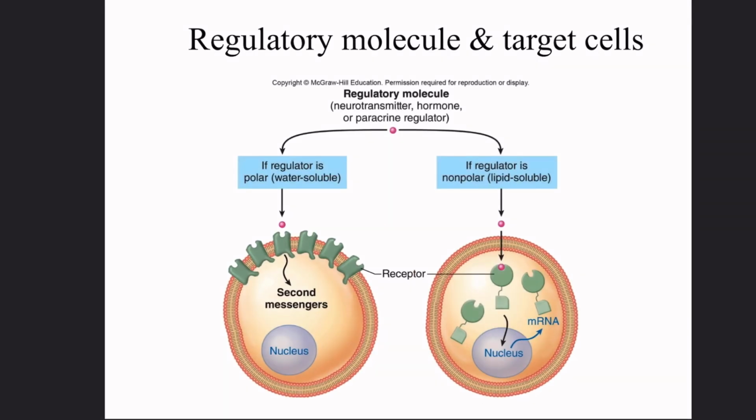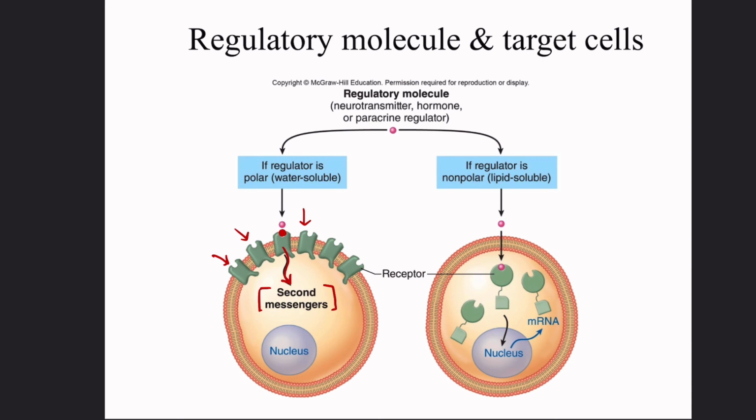Depending on the polarity of a regulatory molecule, those signal molecules we were just talking about, the receptors for these molecules are going to look a little different. If the regulatory molecule is polar, meaning it's water soluble, we will have receptors on the surface of the cell. Notice that they don't have to go inside the cell on their own. They're going to bind, and then it causes a cascade effect where it impacts secondary messengers and changes the function of the cell.